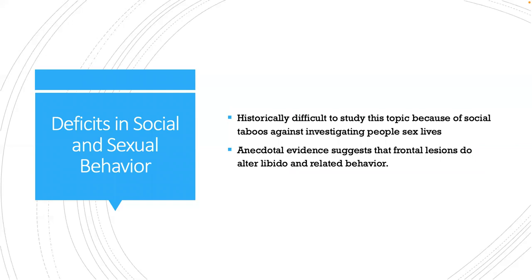So changes in sexual behavior are among the most difficult symptoms of frontal lobe damage to document properly, mainly because of historical social taboo against investigating people's sex lives. However, orbitofrontal lesions can introduce abnormal sexual behavior, such as public masturbation or something like that, because of reduced inhibitions. But the frequency of sexual behavior is not affected. On the other hand, dorsolateral lesions appear to reduce interest in sexual behavior altogether, although these patients are still capable of the necessary motor acts and they can perform sexually if led through the activities step by step.